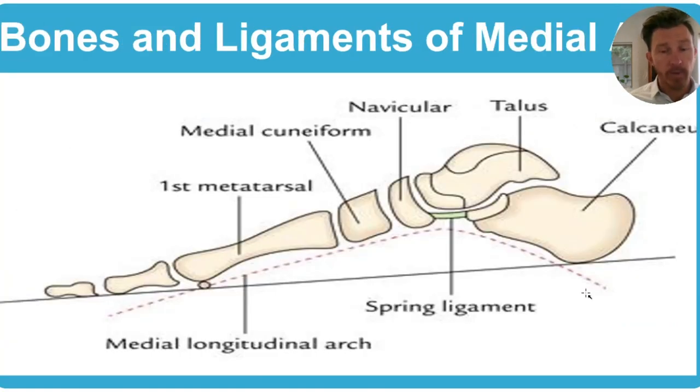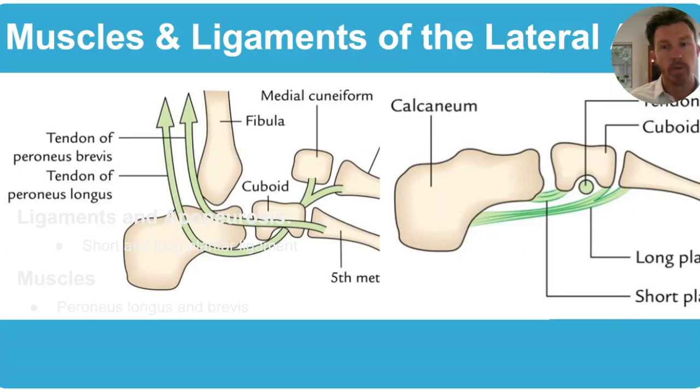So the primary ligament that's involved here in the medial longitudinal arch is this spring ligament. You can see the spring ligament is just below the talus bone, just in front of the calcaneus or the heel bone, and just behind the navicular bone. And it's also where that tendon was going through there back to the posterior tib. And so this is one of the primary ligaments that's used to maintain the medial longitudinal arch. So next we're looking at the lateral arch.